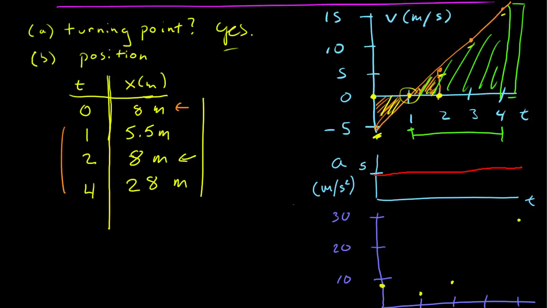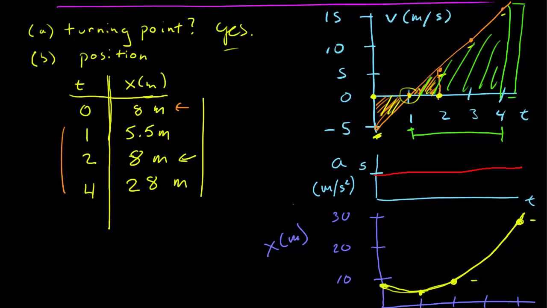What does the position versus time graph look like, in meters? We have that table, so at 0 it's at 8 meters, then it comes down to about 5.5 at 1 second, then back up to 8, and then to 28. We know this is a parabola, so it's going to curve down and curve up like this.